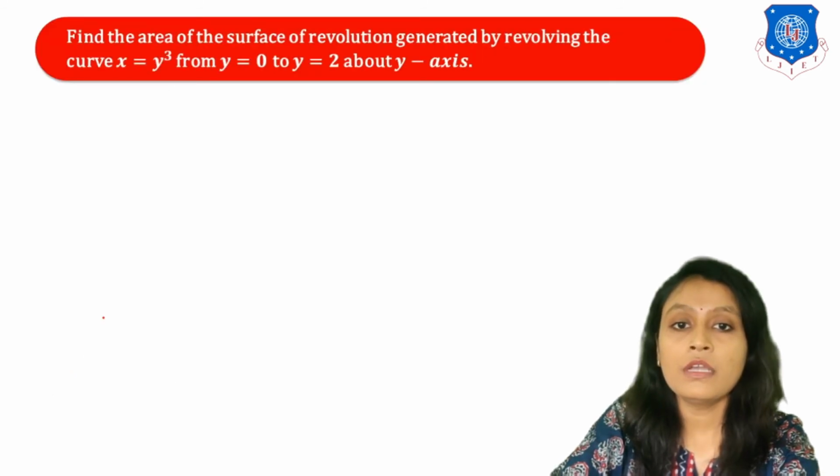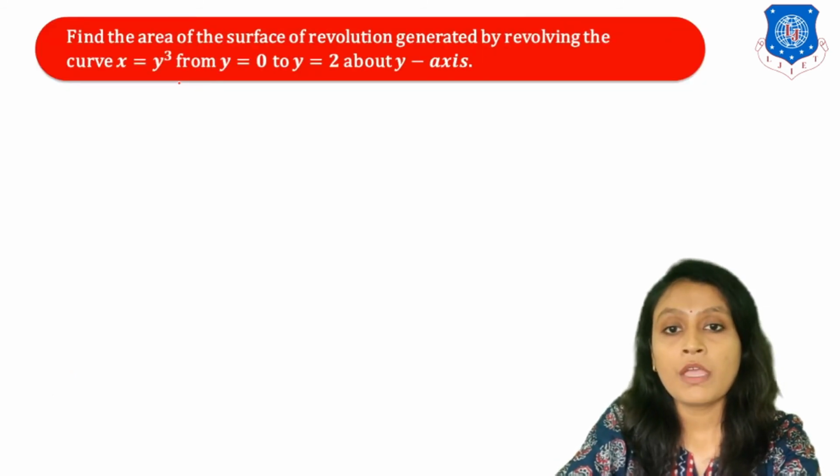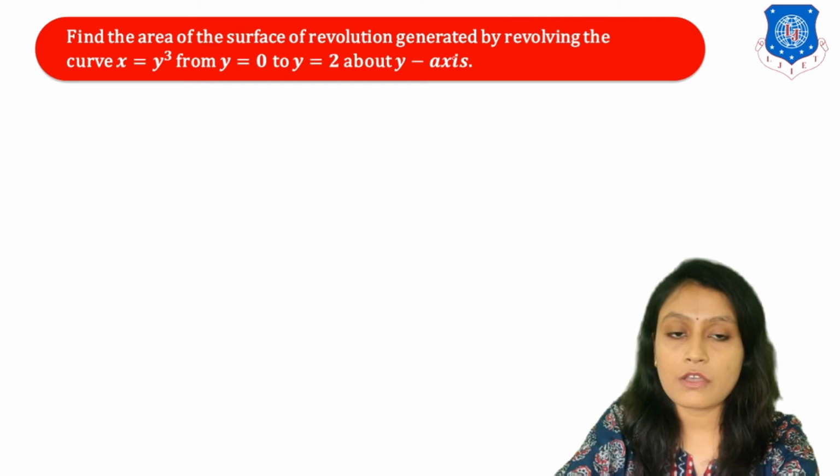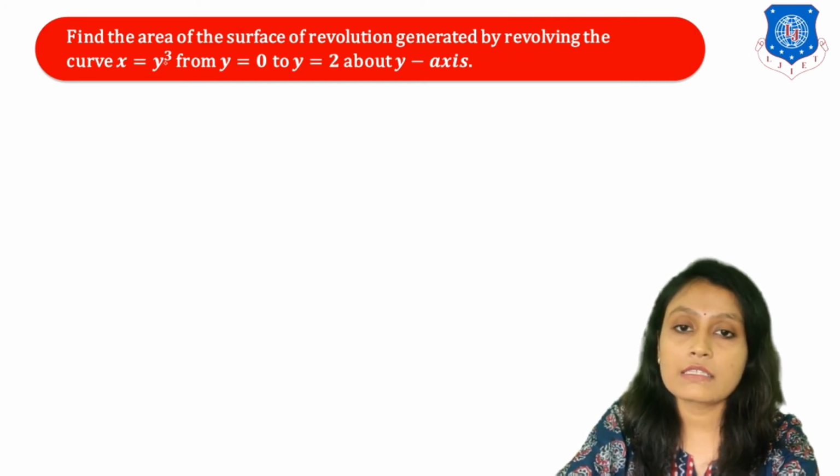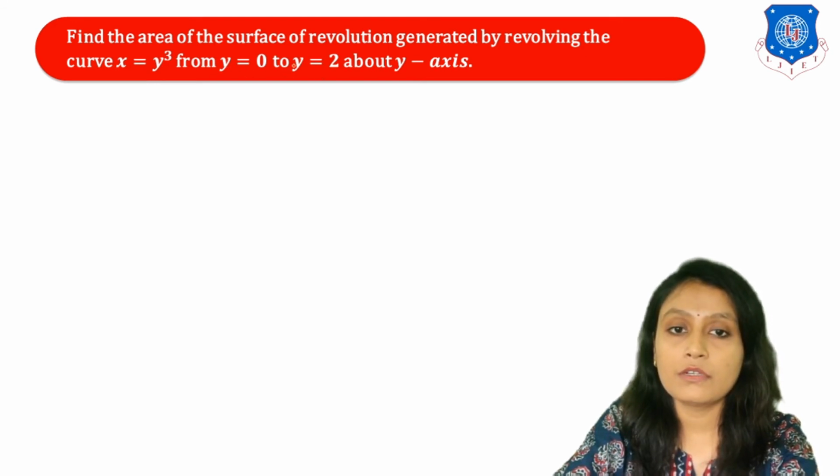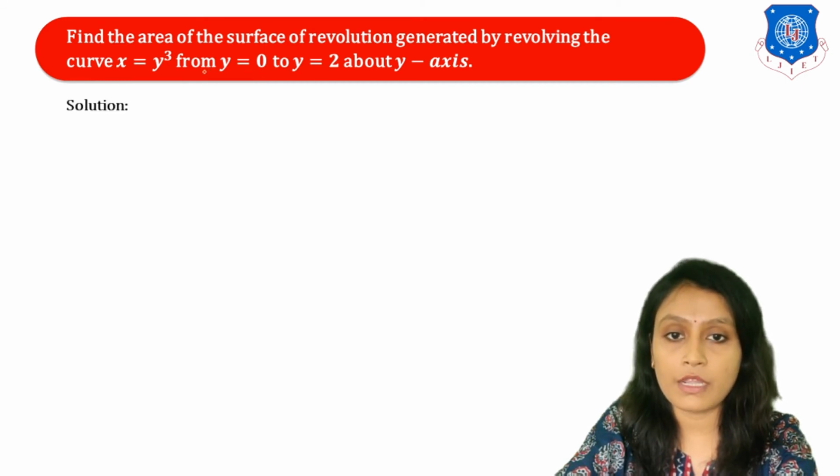Now let's solve one example. Find the area of the surface of revolution generated by revolving the curve x equals y cube from y equals 0 to y equals 2 about the y-axis. From the question you can see that it is given in Cartesian form, so we will use that formula. So let's begin with the solution.